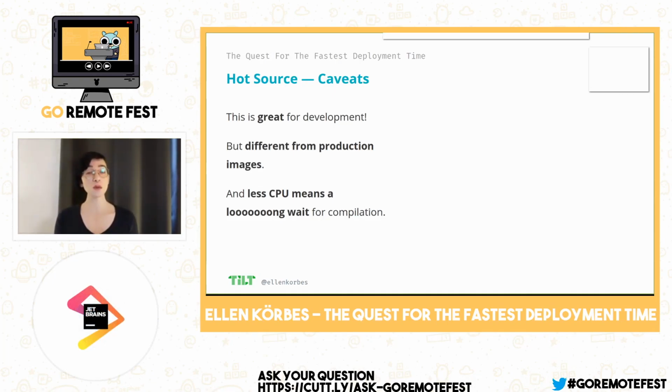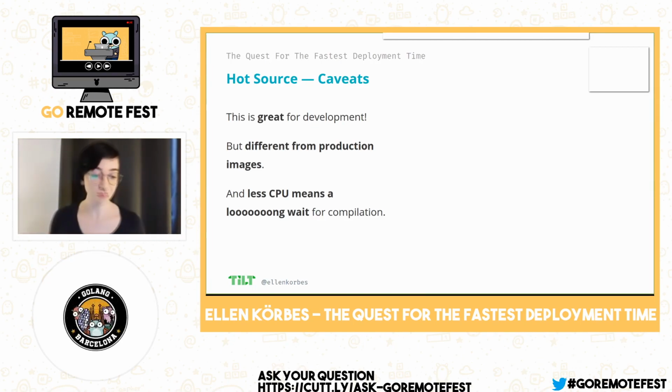Also, because this requires you to have all the tooling to do the compilation inside the container, these are probably not the images you want to use in production. Because usually in production, you want a very tiny image with no tooling in it, just an executable. So we're going to talk about that also, but later.